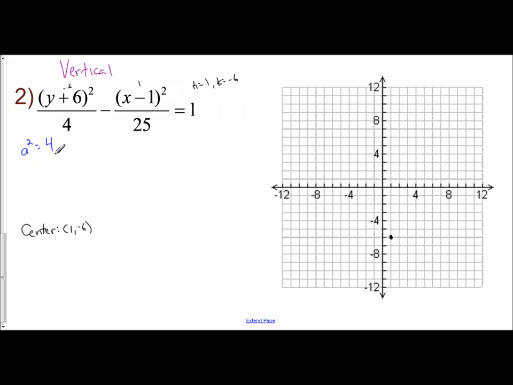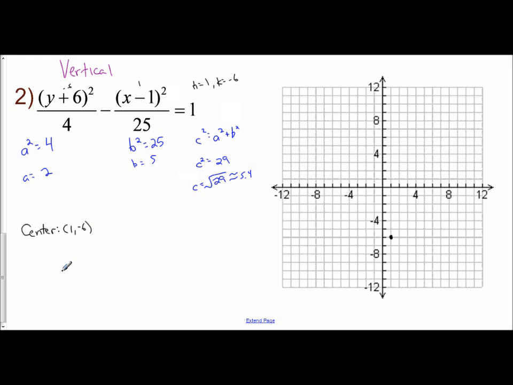Sorry, a squared is 4, so a is 2. B squared is 25, and so b is 5. If I want to find c squared, I do a squared plus b squared. So 4 plus 25 is 29. So c is the square root of 29 for the exact radical, or the square root of 29 is approximately 5.4 for the decimal. Now I have everything, h, k, a, b, c.